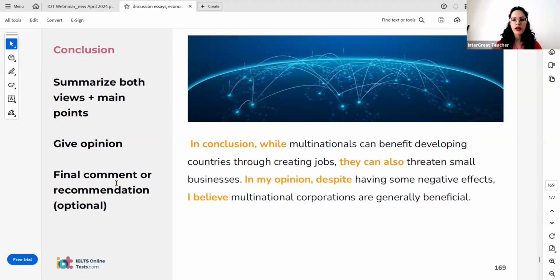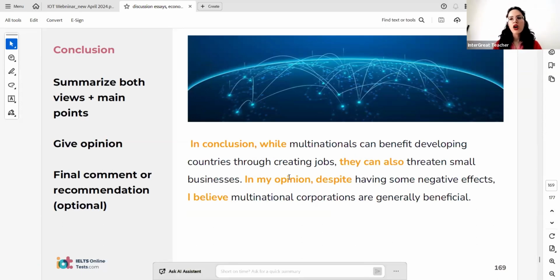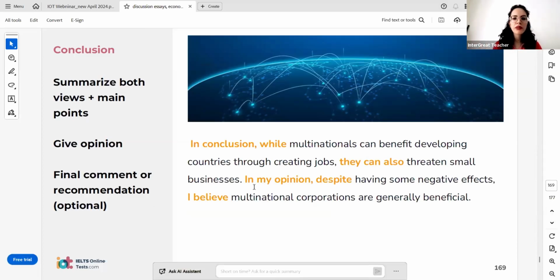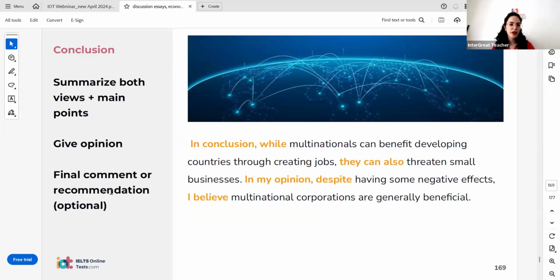Now, if I have any final comment or recommendation, I can add that, although it is not necessary. So I would personally finish my conclusion here. Summarize the two points, give my opinion. That's it. But optional is writing a final comment or recommendation. But be very careful with this. That's why I say I don't recommend it, is that this recommendation or final comment cannot be something totally new, because it's the conclusion paragraph and we are not allowed to write something which is totally new. So if it is something in line with what you've been saying earlier, do that, write it.